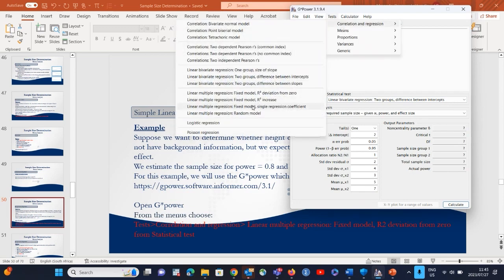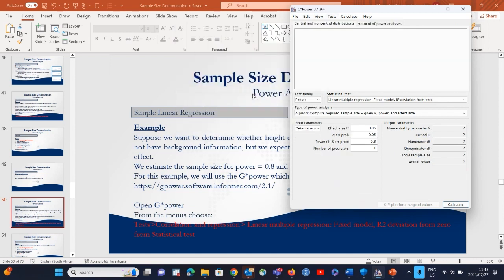Okay, multiple regression, deviation from zero, the first one. Yes, that's the one that we have to be selecting. And then here, even though it says multiple, here you can specify the predictors. Because it's a simple linear regression, the number of predictors will be 1. The power is fine for it to be 0.8.